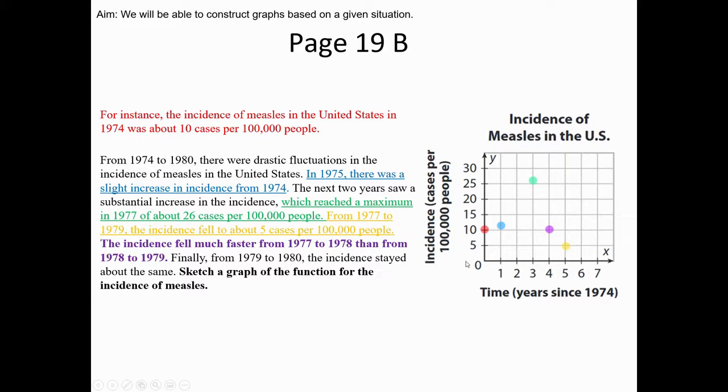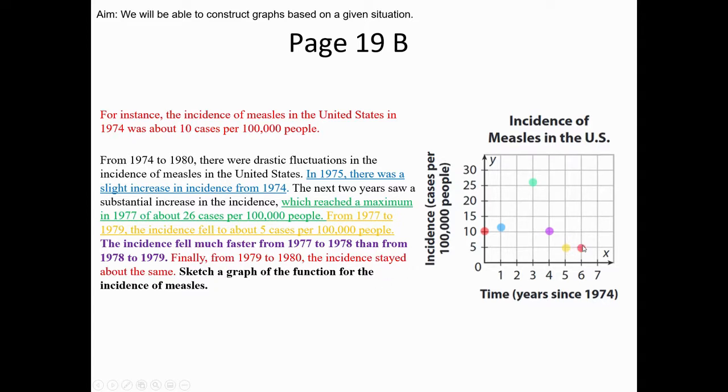Because that's what it tells us, right? It says from 77 to 78, it drops a lot. And then from 78 to 79, it drops, but not as much. And the last part says, finally, from 1979 to 1980, that's going to be one more year, right? Because 5 plus 74 is going to be 79. The incident stayed about the same. That means my last dot is going to be right here.